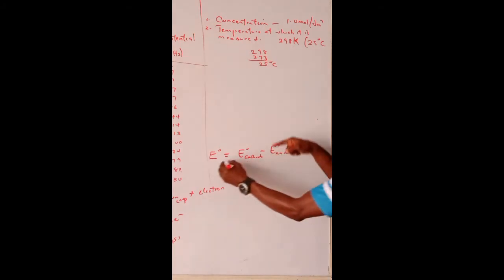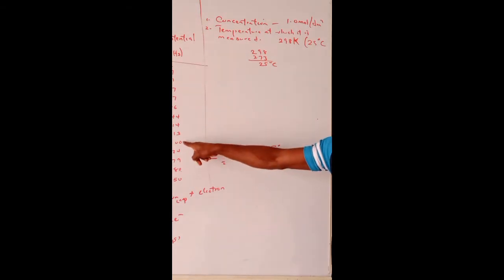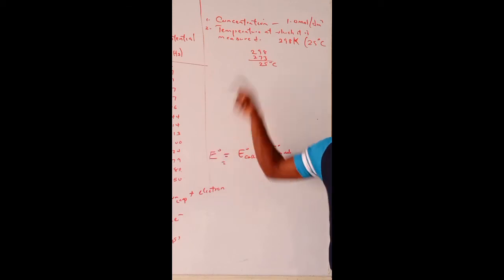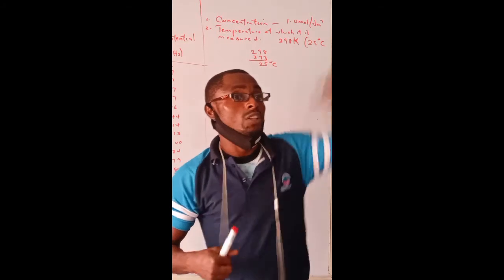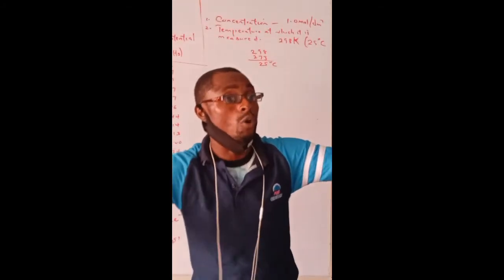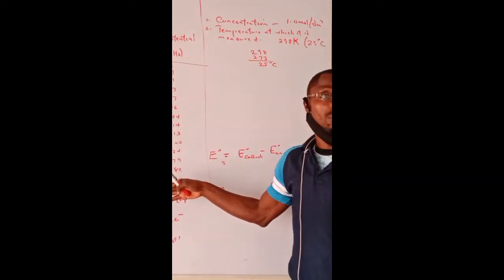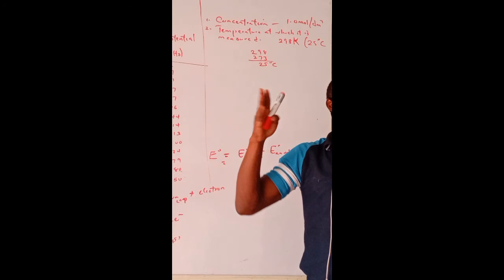So if you look at E° of cathode, usually anything below hydrogen is used as cathode in any cell. You remember your simple cell, you usually have a zinc rod and a copper rod. The one below hydrogen, the positive one, is used as cathode. The ones above are used as anode.